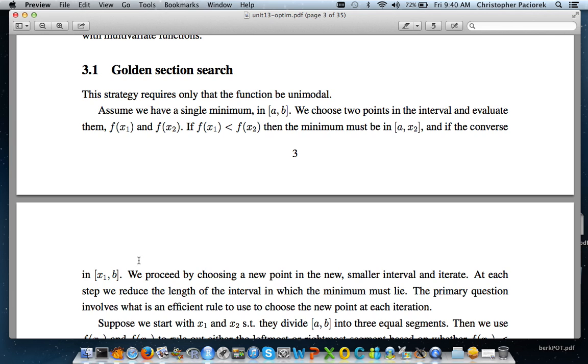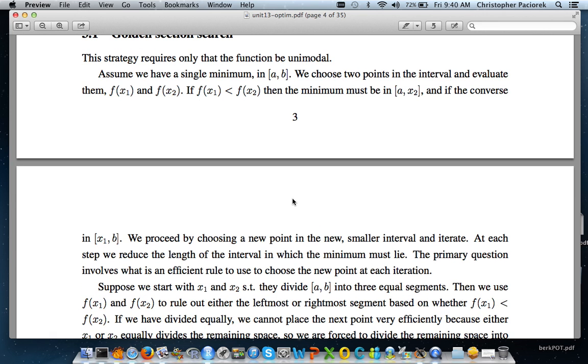But for the golden section search, we're going to assume we have an interval, and we know that the function is unimodal in that interval, so there's a single minimum. So what's the idea of the golden section search? The idea is we're going to choose two values, and for the sake of starting this off, let's suppose that those two values split this interval up in thirds. Then we evaluate the function at all four of these points.